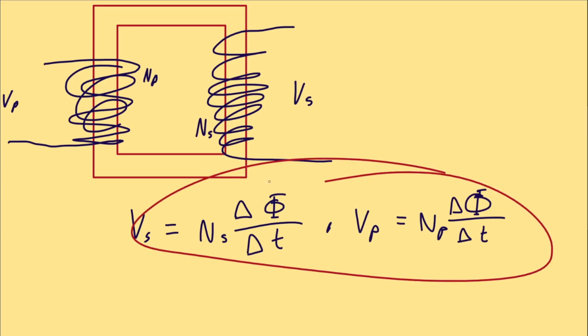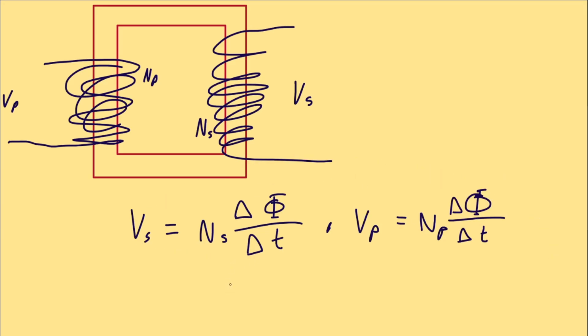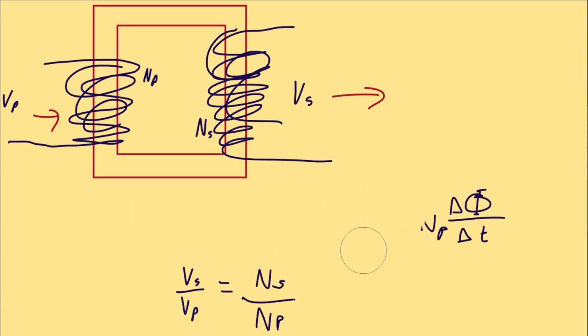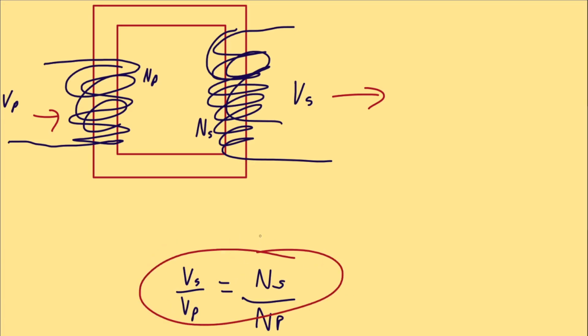This is on the free cheat sheet in the description, and we can go ahead one step further and divide these two. And what you find is that Vs, our output, divided by Vp, our input, is equal to the number of loops inside the output coil divided by the number of loops for our primary coil. What this tells us is if there's more turns, there's a higher voltage. If there's fewer turns, there's a lower voltage. They're tied. And this formula is also on the formula sheet in the description.